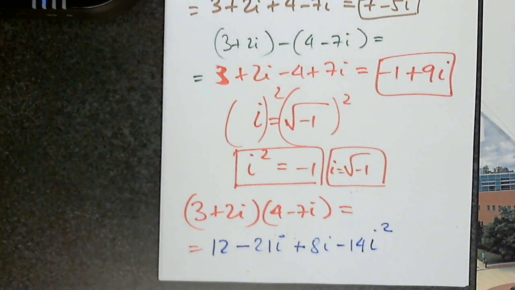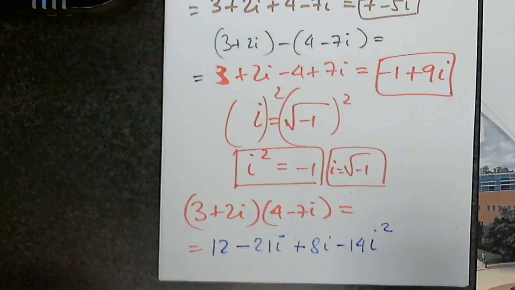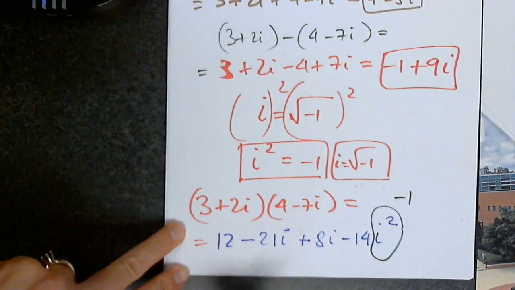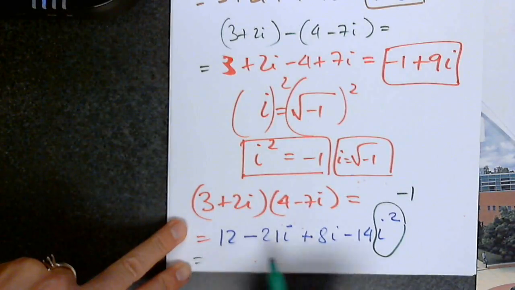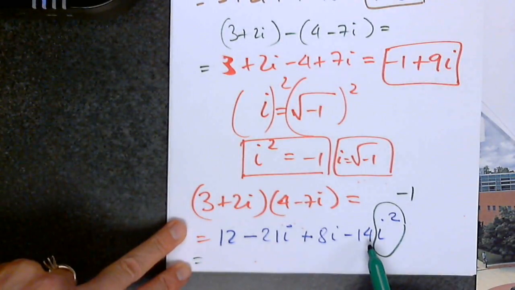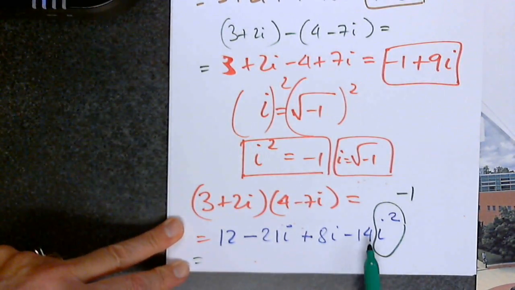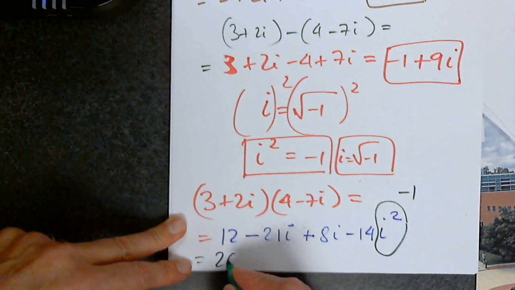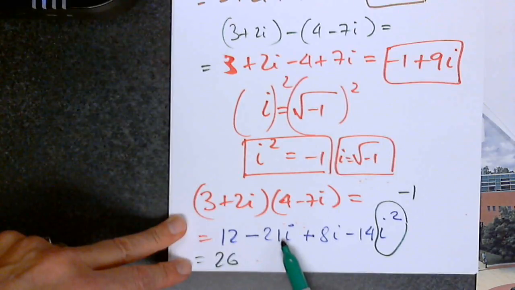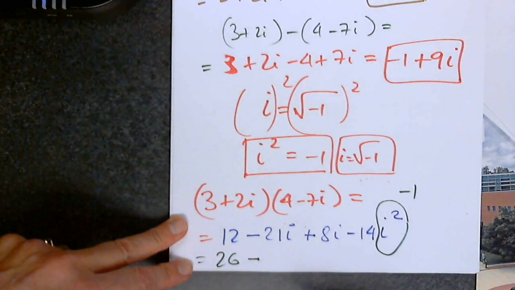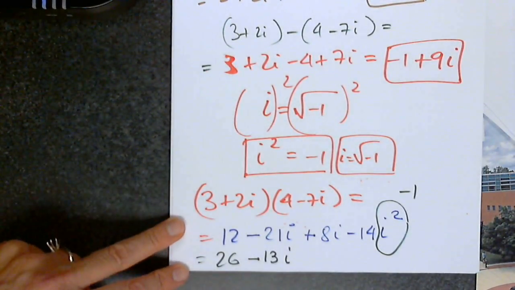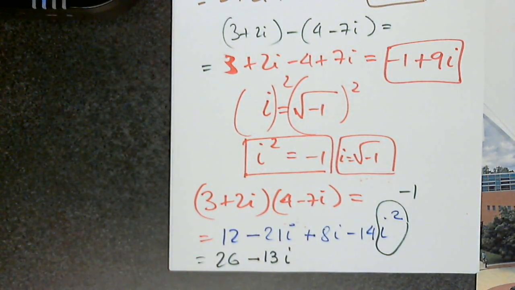But I know what i squared has to be replaced by. I just discussed that, right? We just discussed that this is negative 1. So negative 1 times negative 14, how much is that? 14. How much is 14 plus 12? 26. And how much is negative 21i plus 8i? That's how we multiply complex numbers.